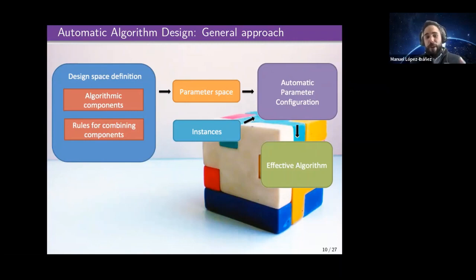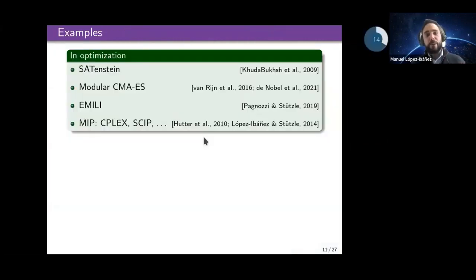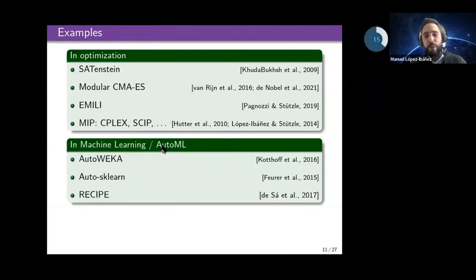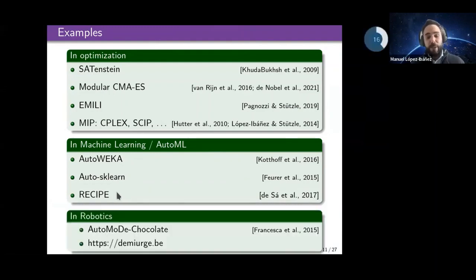Maybe you are already doing this. Maybe this sounds familiar to you because it's not a completely new idea. This is something that is already going on in optimization. There are many such frameworks for automatically designing algorithms. But it's even more prevalent in machine learning, where this approach can be thought of as a subset of, or an important part of, AutoML. There are several of these frameworks like AutoWeka, AutoSklearn, and maybe you have heard about Recipe. It's also something that is starting to be used in robotics.